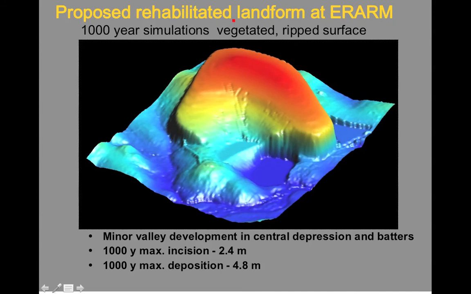Now, with vegetated and ripped surface, they assumed that changed the erosion parameters in some sort of systematic way. And what the model predicted was there was minor valley development in this central depression here. On the edges and the batters here, there was only incision of up to 2.4 metres and maximum deposition of 4.8 metres, probably down in here. So if you've got a radioactive material buried 10 metres down, well, we know that after 1,000 years, it may not have been exposed. Cross fingers, touch wood.